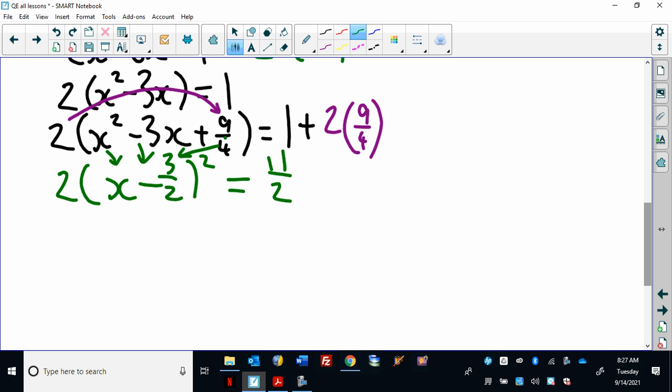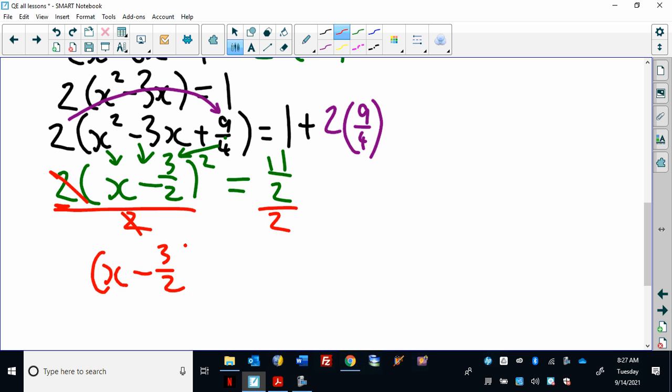And at this point, the square root principle. No, not the square root principle at this point, because this 2 is kind of getting in our way. So actually, we can divide both sides by 2. Those will cancel, leaving us with x minus 3 over 2 squared equals 11 over 2 divided by 2, which is 11 over 4. Why? Because 11 divided by 2 is the same as 11 over 2 times the reciprocal of 2, which is 11 over 4.